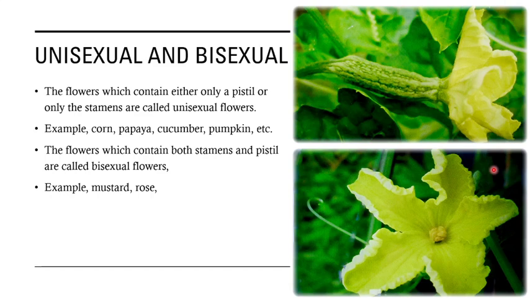The next topic is unisexual and bisexual flowers. The flowers which contain either only a pistil or only stamens are called unisexual flowers. Examples of unisexual flowers: cucumber, I think all are very familiar with cucumber, and pumpkin.